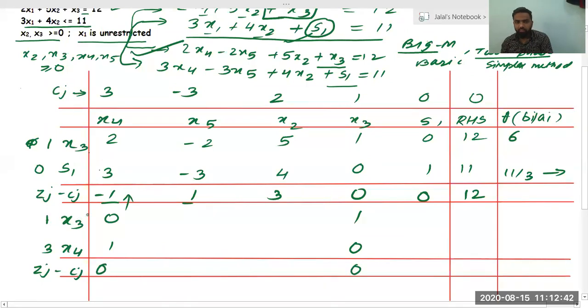Now what do we need to do? We need to find the other values. So we can find these values. First we need to find the key element. So this is my key element. So 3 by 3 is 1. This will be minus 1. This will be 4 by 3, 0. And this will be 1 by 3. And this will automatically be 11 by 3.